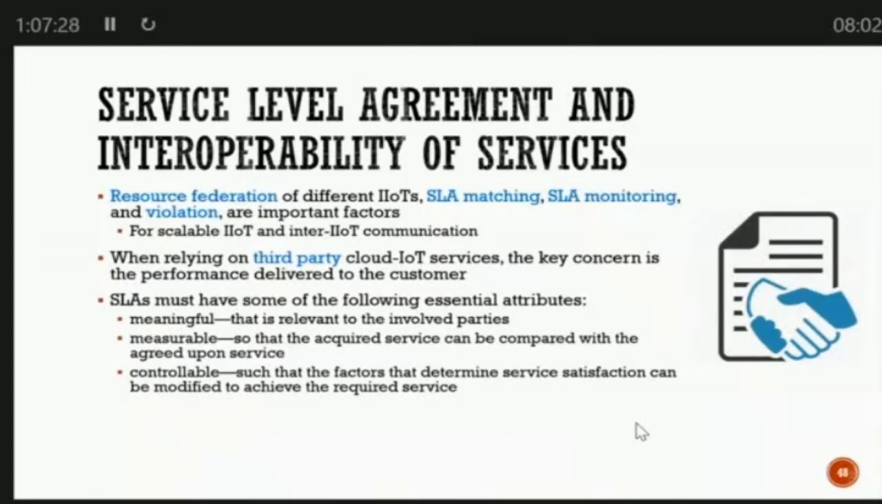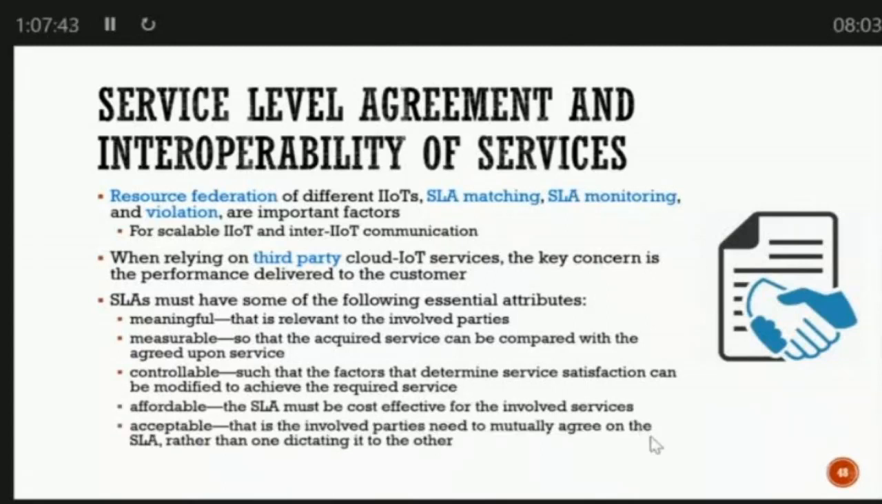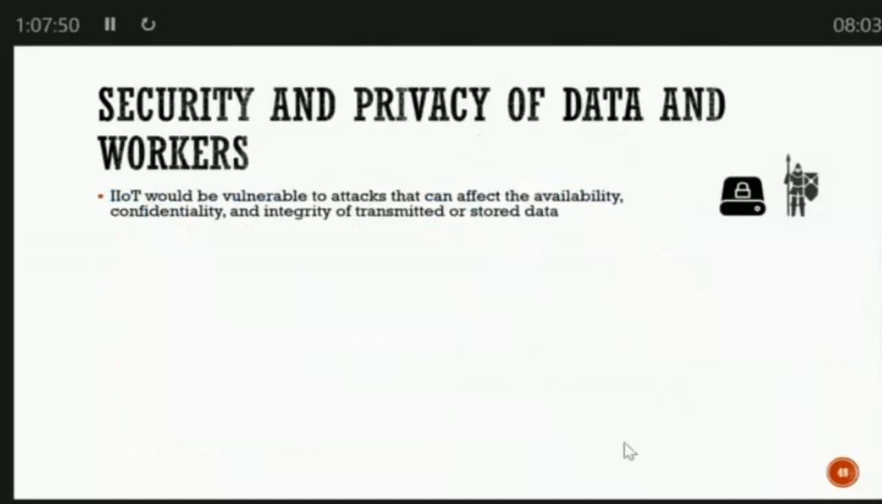Then affordable as well. So it has to be cost effective. When you're involving a new entity, it should not get more expensive. So this is another big challenge in case of industrial IoT. And then acceptable, you don't have to dictate your SLA. You have to negotiate this with your customers. You have to negotiate this with all the involved entities.